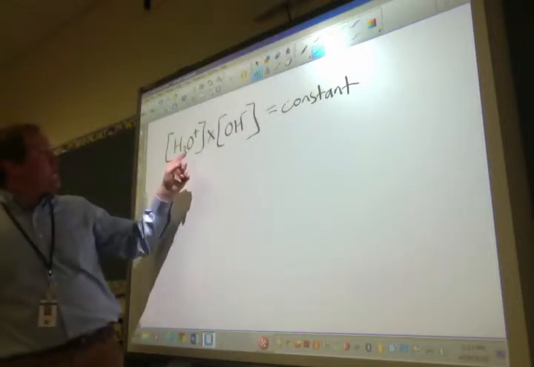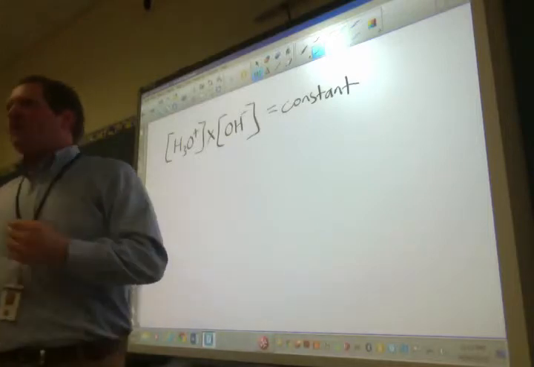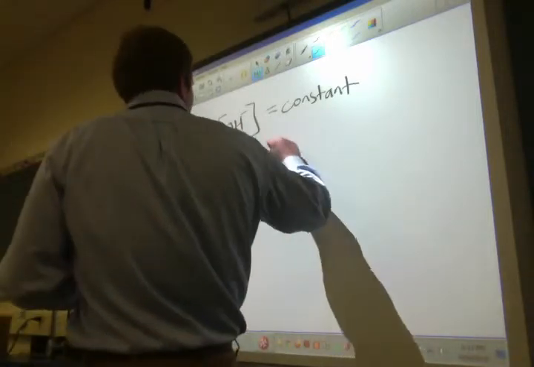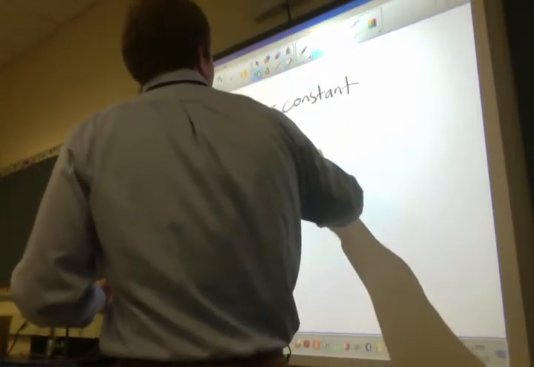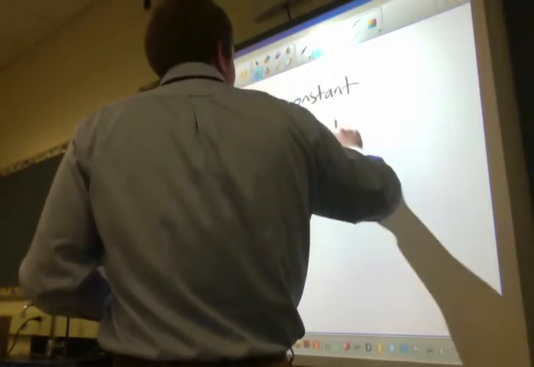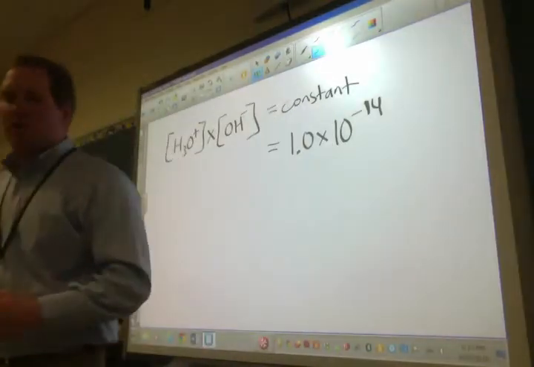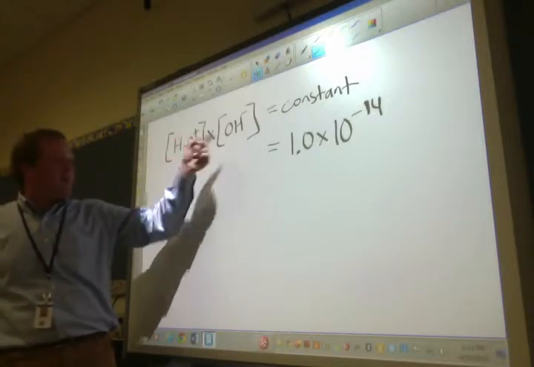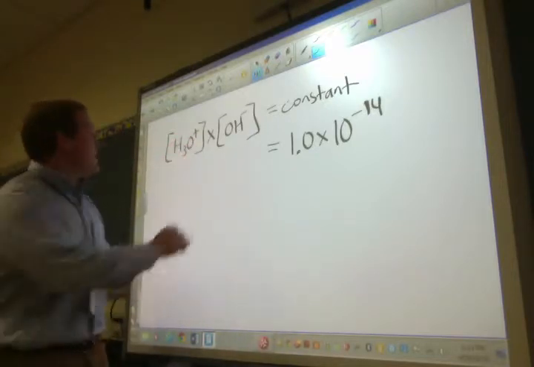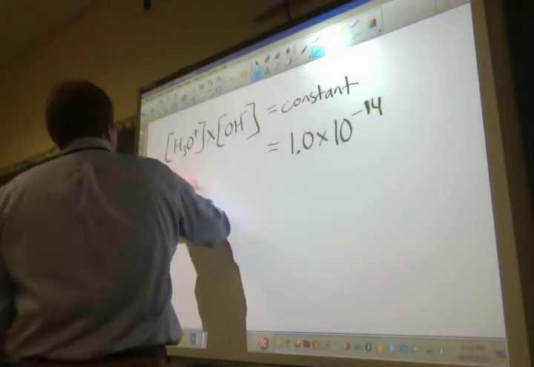Let me go back to this. The concentration of hydronium ions times the concentration of hydroxide ions is always constant. And through experimentation, we know what this value is. Let me do it more precisely with sig figs: 1.0 times 10 to the negative 14. It represents the concentration of this times the concentration of that. I told you that this is 1 in 10 million, or 1 times 10 to the negative 7.